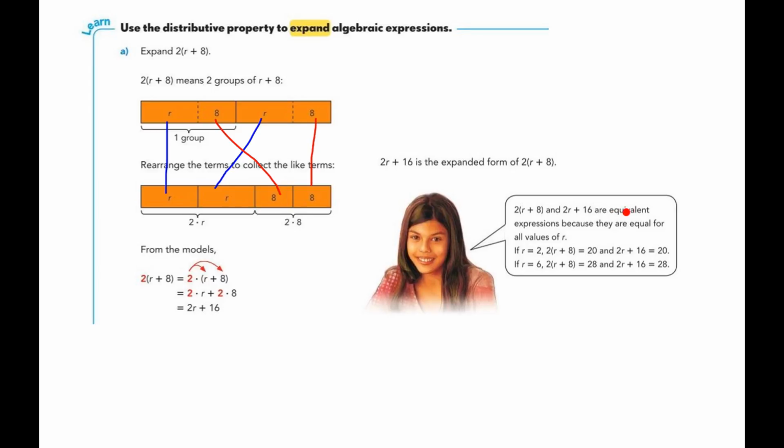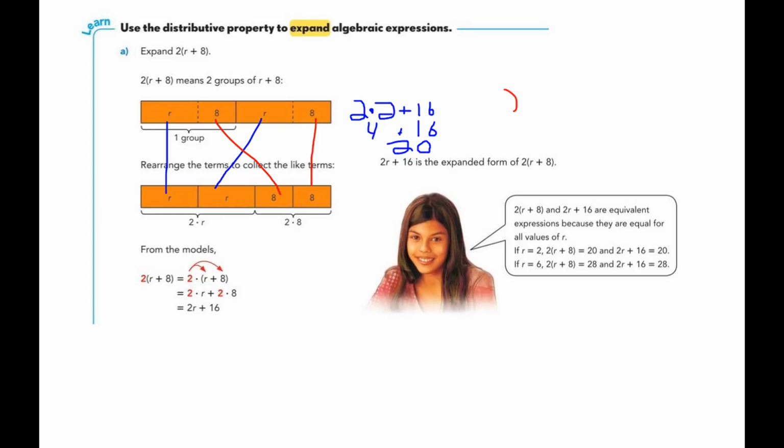You know they're equivalent because you can just give a random number to r and see what happens. So let's actually do that. We'll start off with, instead of 2r plus 16, 2 times 2 plus 16, which would be 4 plus 16, and that equals 20. All right, let's do the other one.